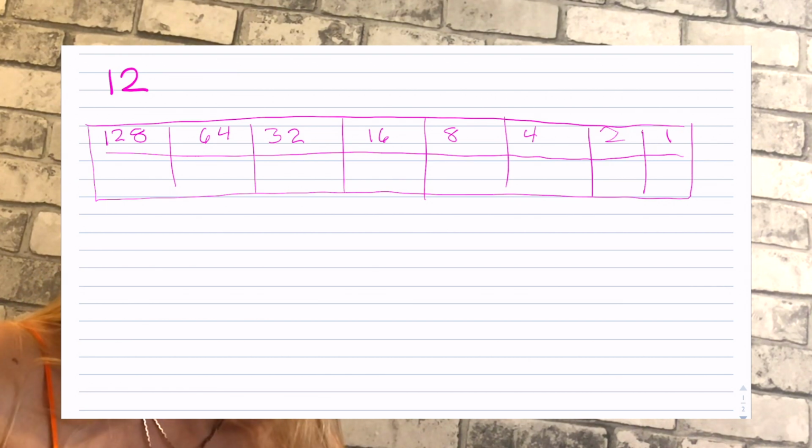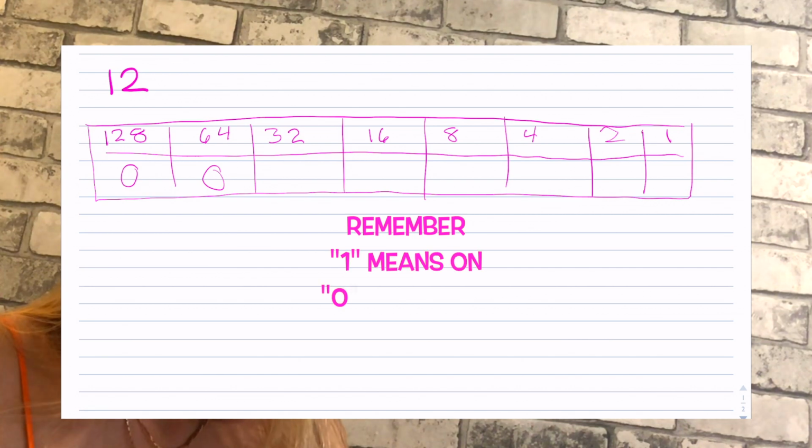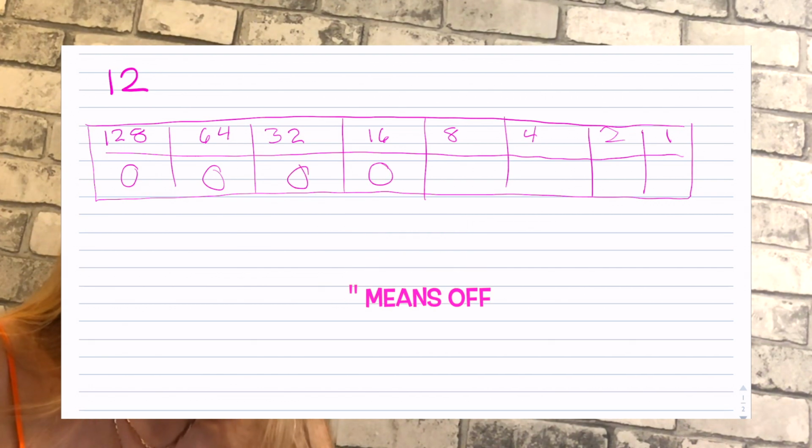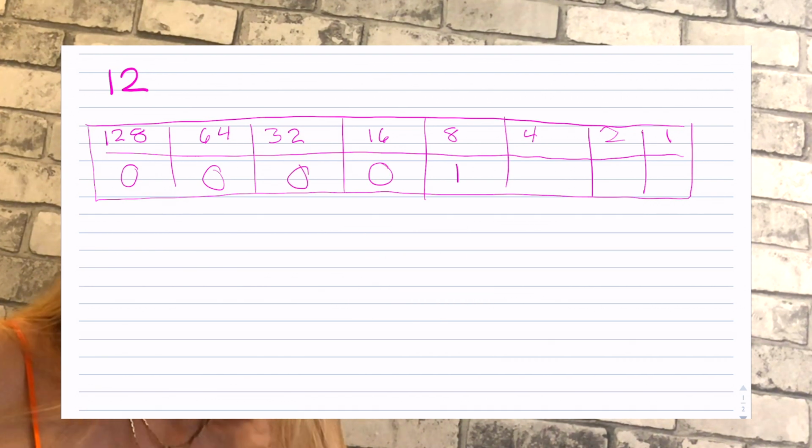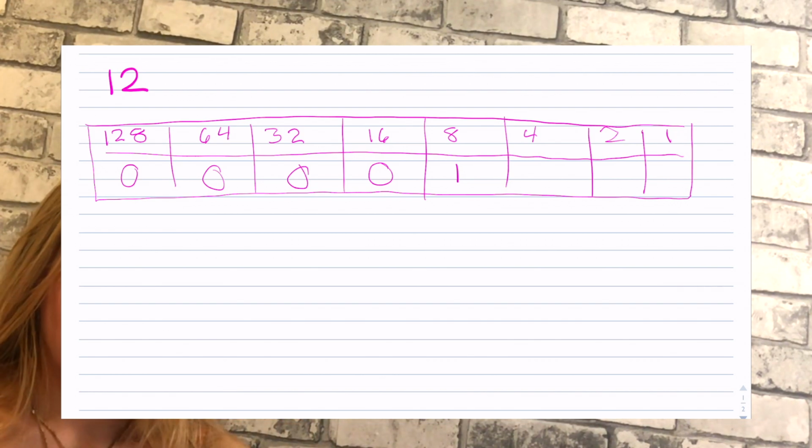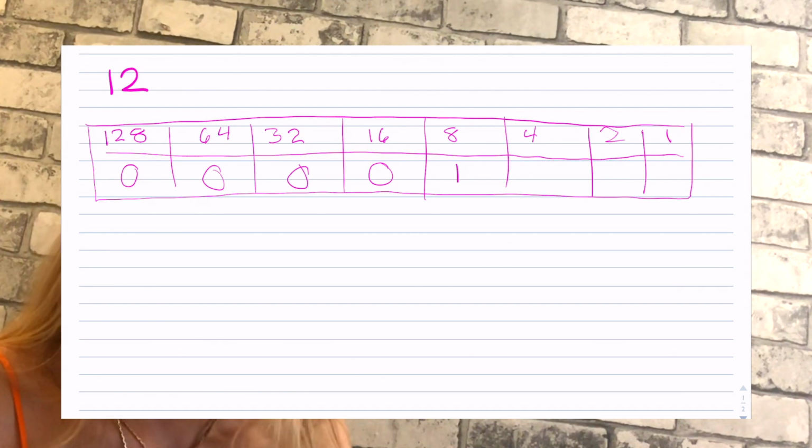So 12 doesn't have 128 in it, so that's 0. 64, still no. 32, still no. 16, still no. 8, yes. So now we have 8. What do we have left to put into 12? So we just need to put in 4 more.